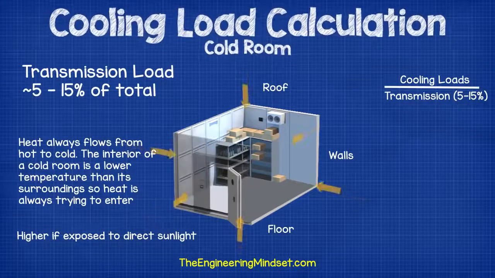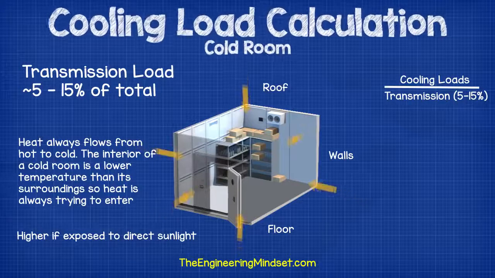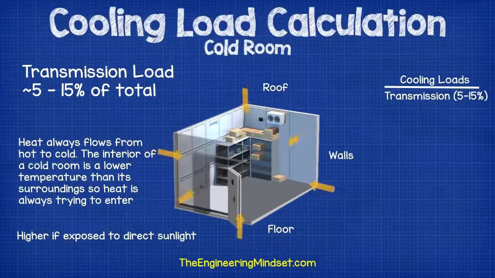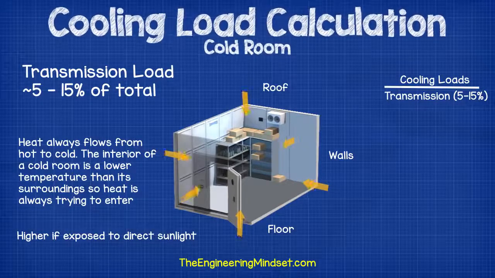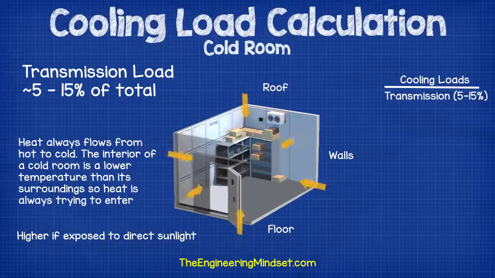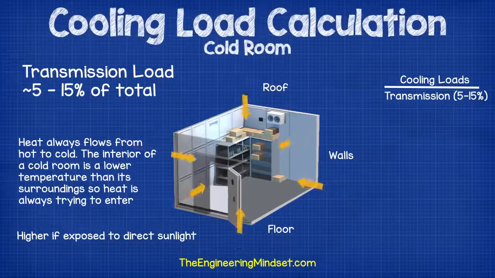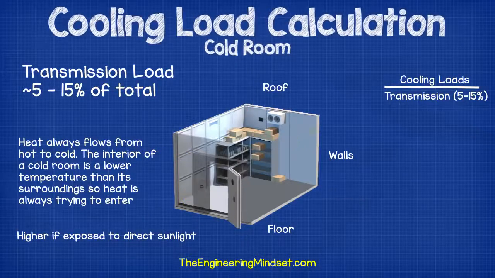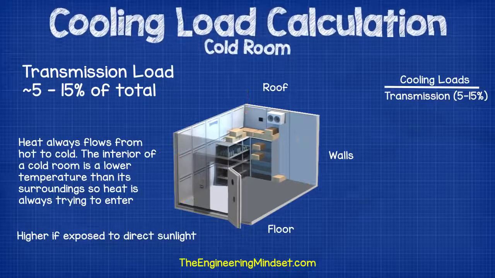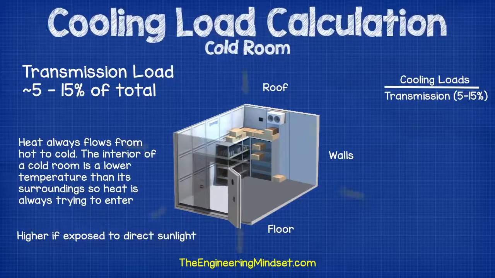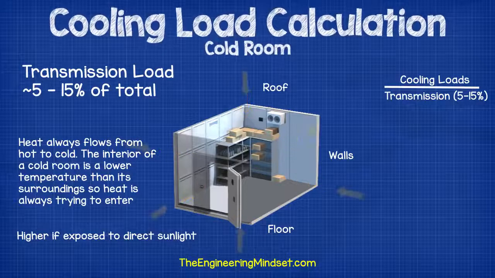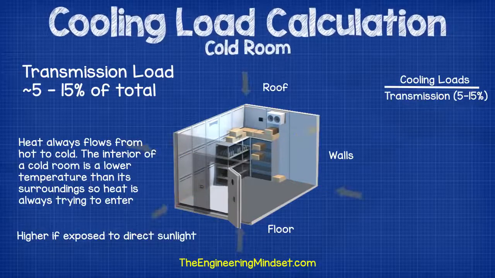So where does the heat come from that we need to remove? Well, typically 5 to 15% is through transmission loads. This is the thermal energy transferred through the roof, the walls and the floor into the cold room. Now, heat always flows from hot to cold, and the interior of the cold room is obviously a lot colder than its surroundings. So heat is always trying to enter the space because of that temperature difference. If the cold store is exposed to direct sunlight, then the heat transfer will be higher, so an additional correction will need to be applied to allow for this.